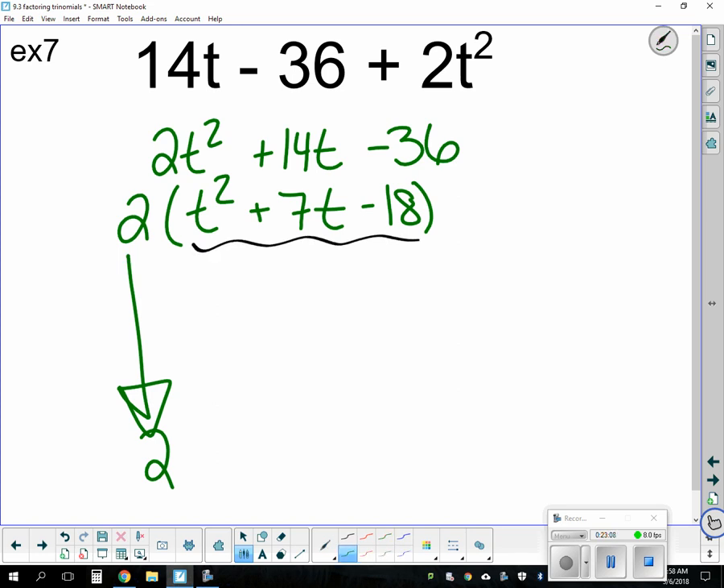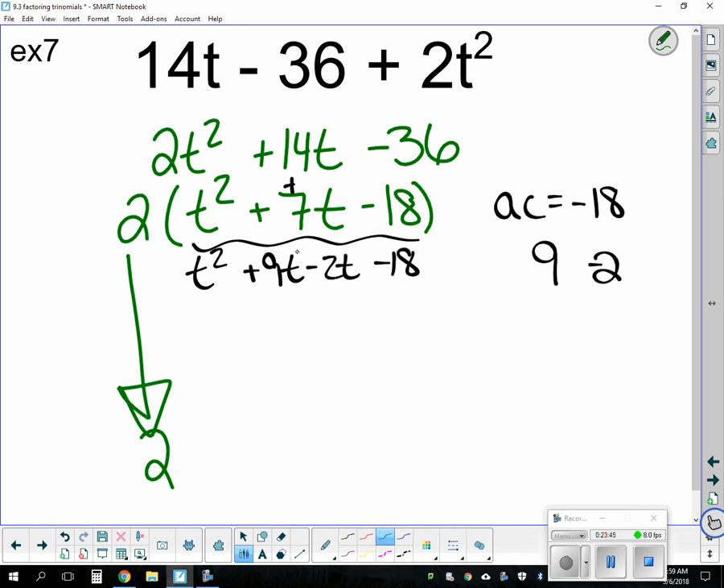So now I'm just looking at this stuff. AC is 1 times negative 18. That's negative 18. So I need 2 things that multiply to negative 18 and add to 7. Hopefully you're thinking 9 and 2, and the 2 has to be a negative. 9 times negative 2 is negative 18, and 9 plus negative 2 is positive 7. So I'm going to replace my middle term 7t with those 2. I get t squared plus 9t minus 2t minus 18.